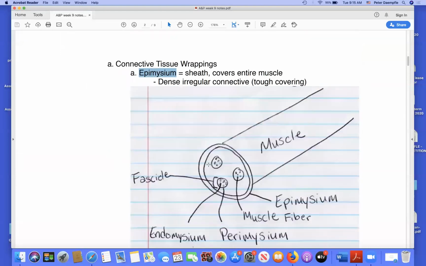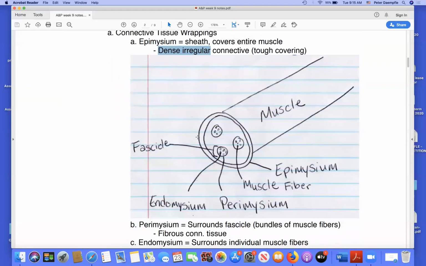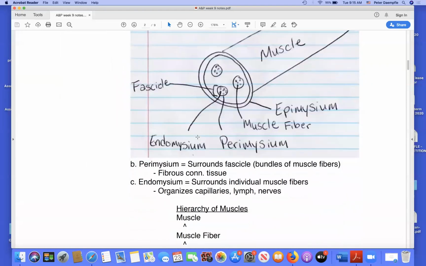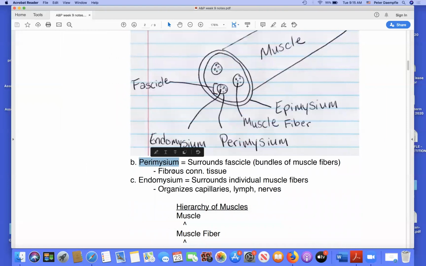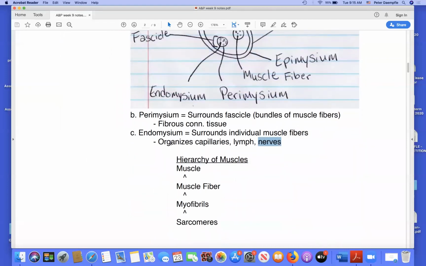Why, you're saying? Why bother? Well, the epimysium has dense irregular connective tissue covering and protecting the whole muscle. The perimysium similarly covers and protects the individual fascicle. But the endomysium doesn't just protect, it organizes capillaries and nourishes the muscle cell. The endomysium surrounds the muscle cell, and that's what we're going to be talking about.